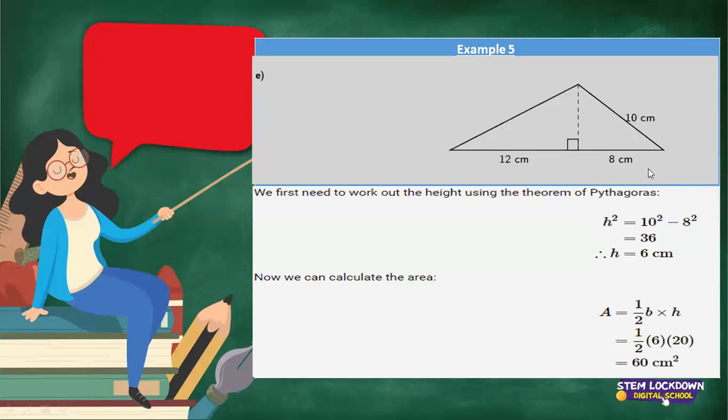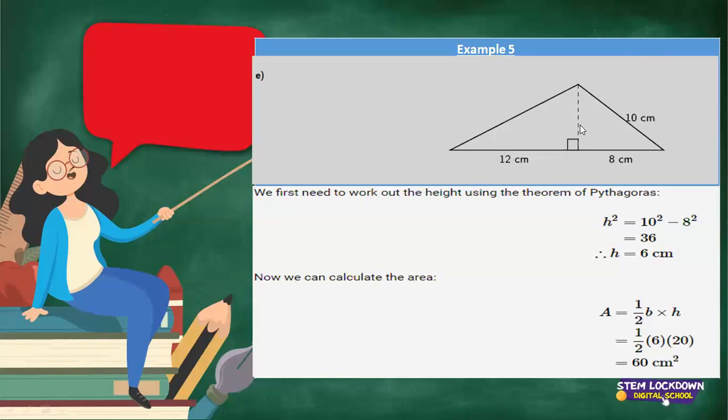So 10 squared minus 8 squared will be 36. 10 squared is 100, 8 squared is 64, and 100 minus 64 is 36. So h squared is 36, and h equals the square root of 36, which is 6. So h is equal to 6 centimeters. Our height is 6 centimeters.